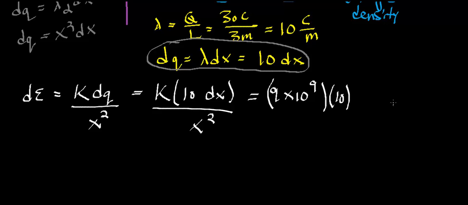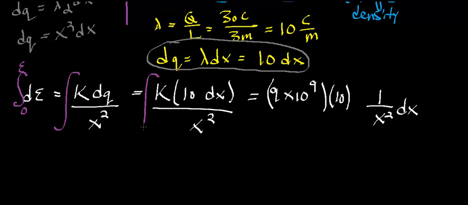And then we're basically going to have the 1 over x squared dx. Okay? And what we're going to do at this point is we're going to do an integral. So let's integrate every side. In the case of the electric field, we're going to integrate that from 0 to E. And then all of these guys right here, we're going to integrate over the length of the rod.